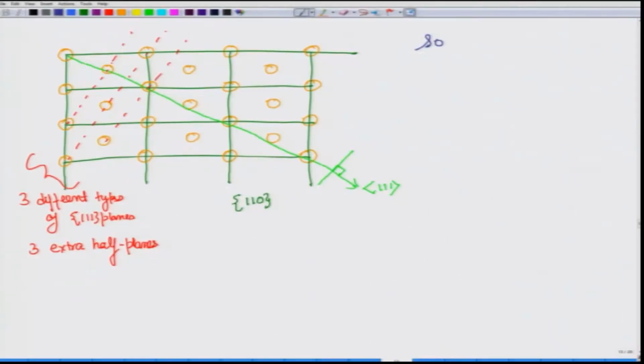What are the differences in behavior? So, in BCC what you would see is that, okay, first we have realized that there are 3 different planes, and this would imply that there will be planar spreading of edge dislocation.